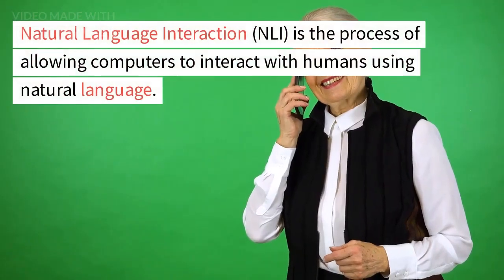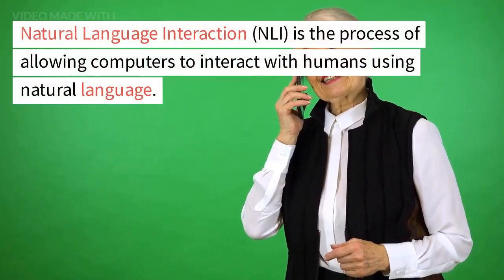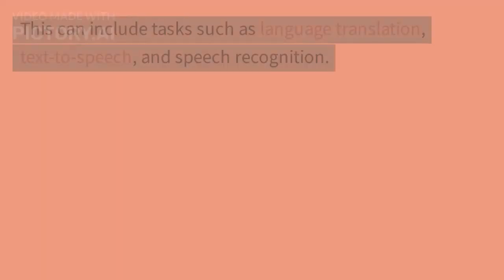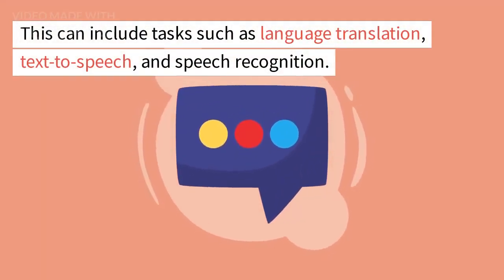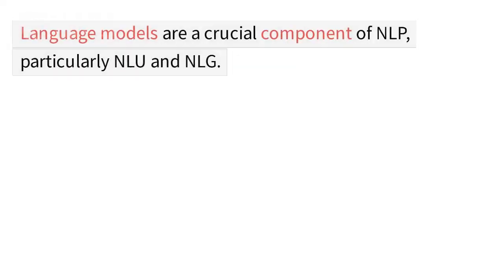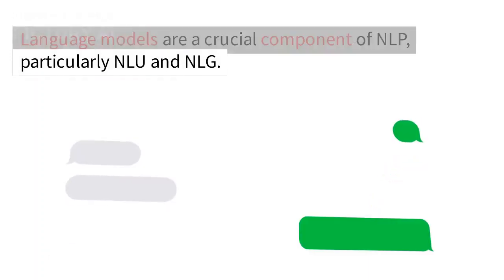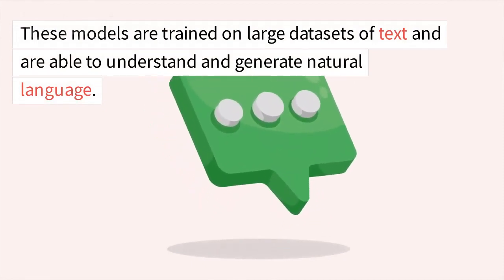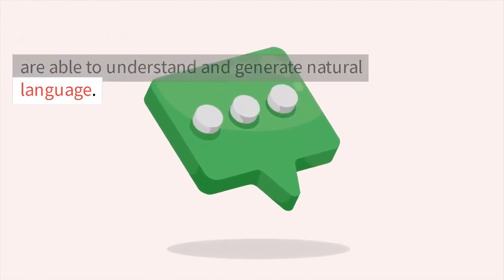Natural language interaction, NLI, is the process of allowing computers to interact with humans using natural language. This can include tasks such as language translation, text-to-speech, and speech recognition. Language models are a crucial component of NLP, particularly NLU and NLG. These models are trained on large datasets of text and are able to understand and generate natural language.